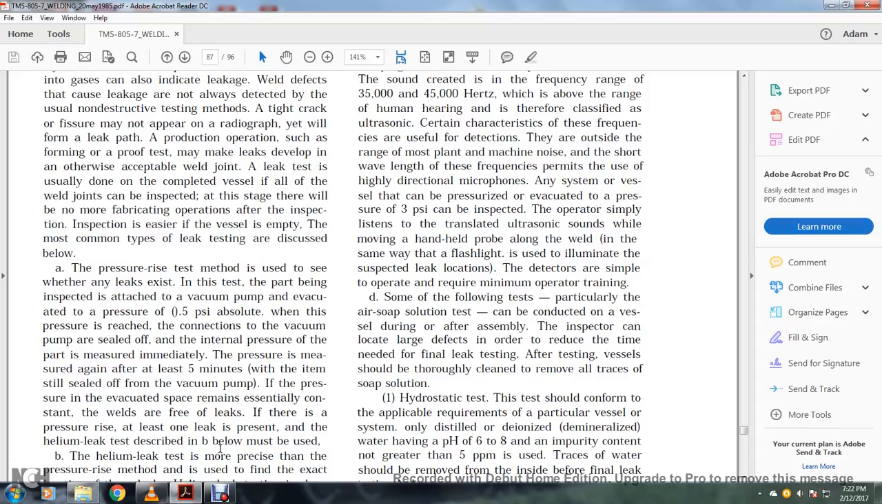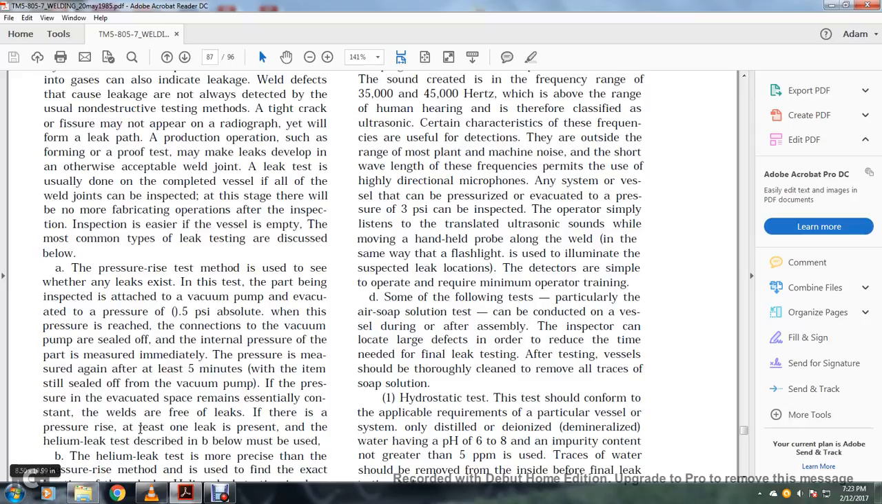The pressure test method is used to see whether any leaks exist. The part being inspected is attached to a vacuum pump and evacuated to a pressure of 0.5 psi absolute. When this pressure is reached, the connection with the vacuum pump is sealed off. The internal pressure of the part is measured immediately. The pressure is measured again after at least 5 minutes with the item still sealed off from the vacuum pump. The pressure of the evacuated space remains essentially constant with welds that are free of leaks.